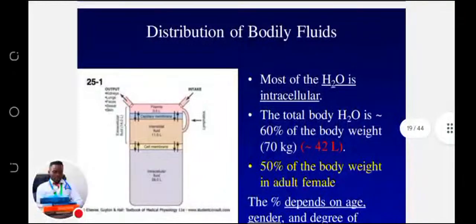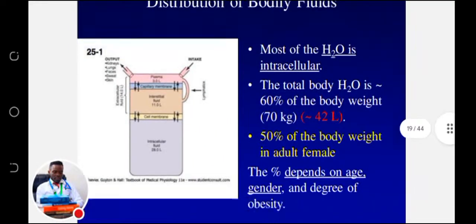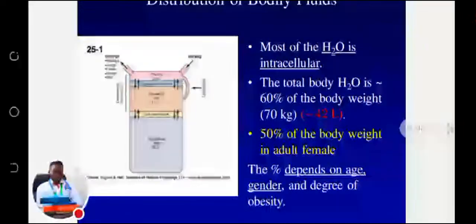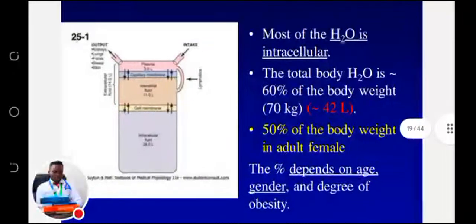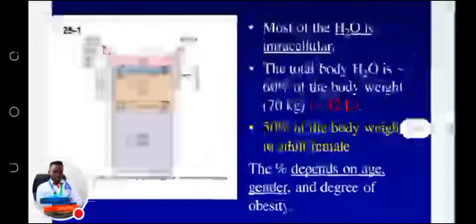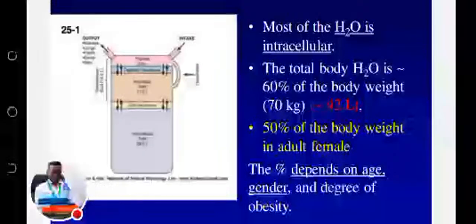Now, how is the distribution of the body fluid? In the distribution of the bodily fluids, most of the water is intracellular. What do I mean by this? The total body water is about 60% of the total body weight of a 70 kg adult person. So if you do 60% of 70 kg, it's going to give you 42 liters of body fluids.